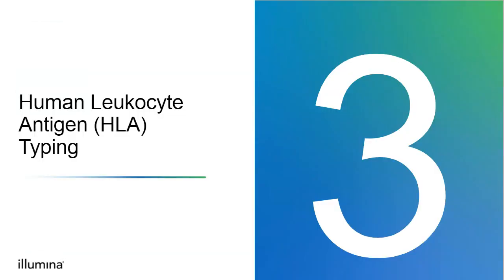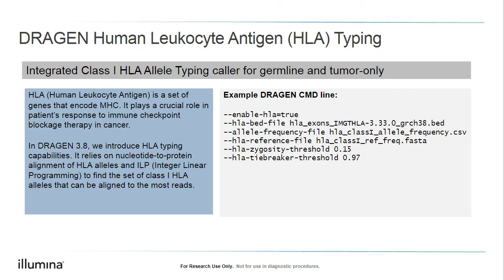The next feature that we want to highlight is the HLA typing pipeline. HLA is a set of genes that encode the MHC. It plays a crucial role in the patient's response to immune checkpoint blockade therapy in cancer. In 3.8, we are introducing HLA typing capabilities, which rely on a nucleotide to protein alignment, and use an ILP, the integer linear programming method, to find the class 1 HLA allele that can be aligned to most reads.